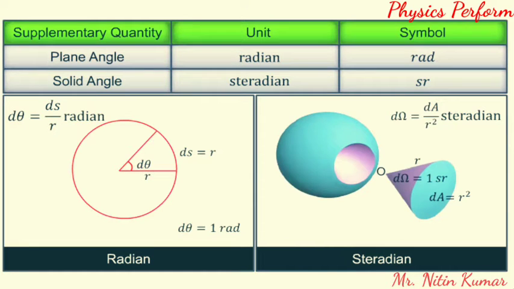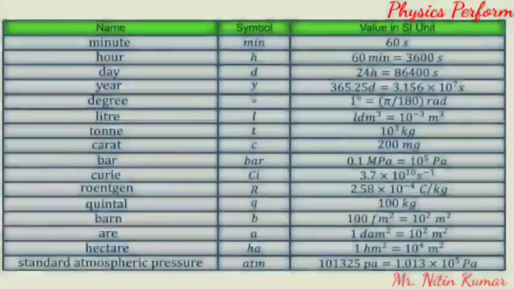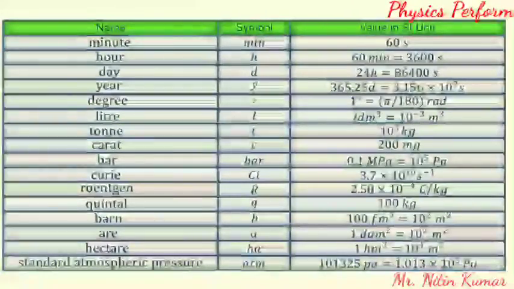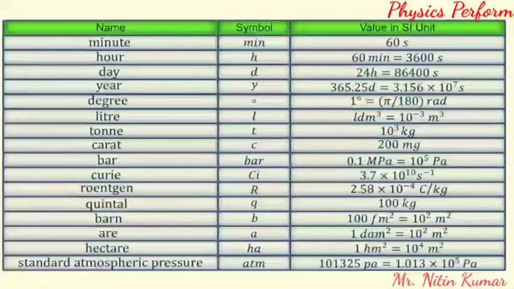SI also retains some units from earlier systems for general use. They are minute, hour, day, year, degree, liter, ton, carat, bar, curie, roentgen, quintal, barn, hectare, and standard atmospheric pressure.